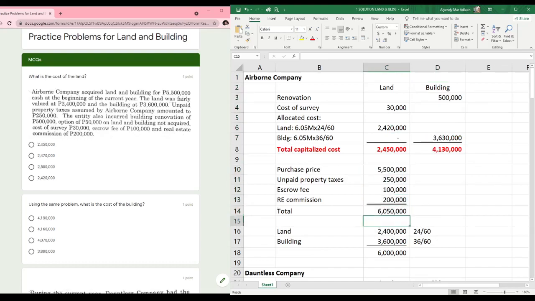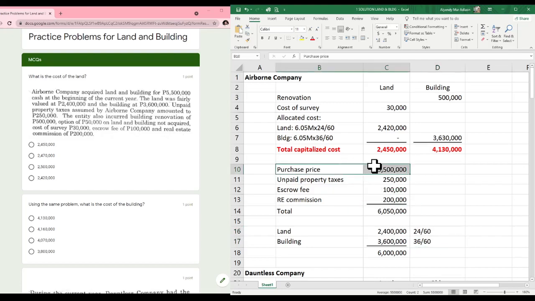So the first cost here that was presented is the purchase price of 5,500,000. Now, since this 5,500,000 pertains to both the land and building, we still have to allocate it based on their fair value. According to the problem, the fair value is 2,400,000 and 3,600,000 for the land and building respectively. That's why, through that fair value, we are able to get this fraction 24/60 and 36/60.